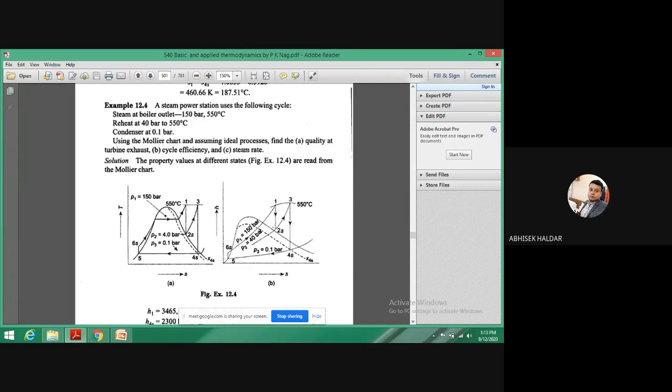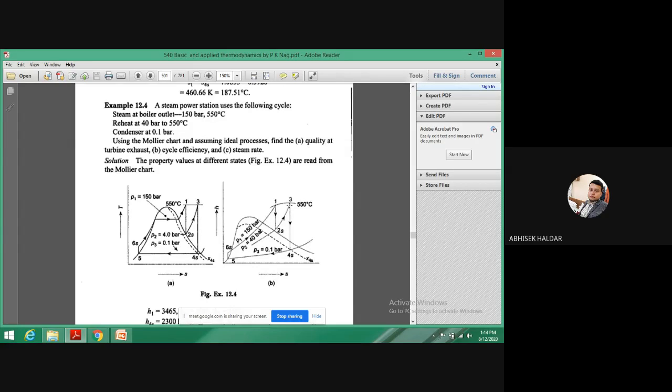Once I get this 2s point, that intersection point, I locate it and get the corresponding H value, and the S value will obviously be the same because it is an ideal process. Now I will take this 40 bar line, which is present in the Mollier diagram. How far will I go? Taking that line, I will go up to the constant temperature line of 550 degrees Celsius. There is a constant temperature line also in the Mollier diagram, isn't it? I will get the intersection point over there. I will locate this point 3.